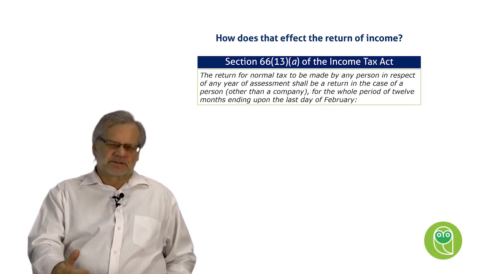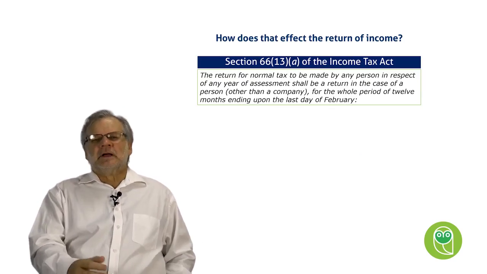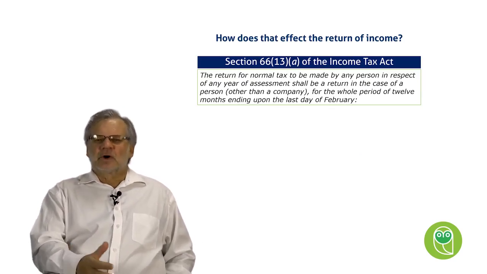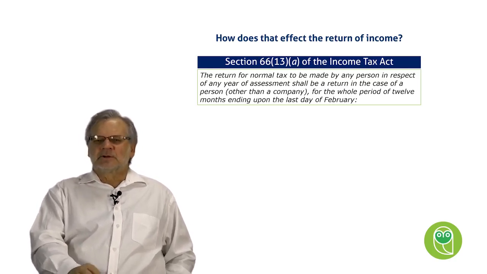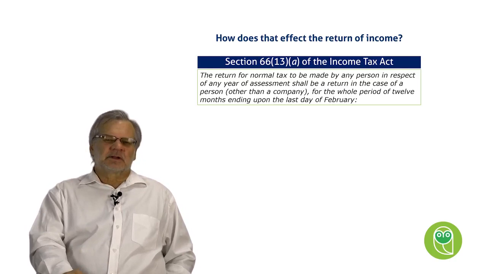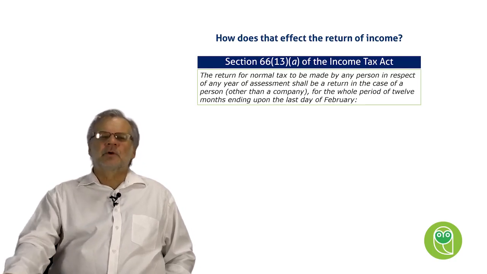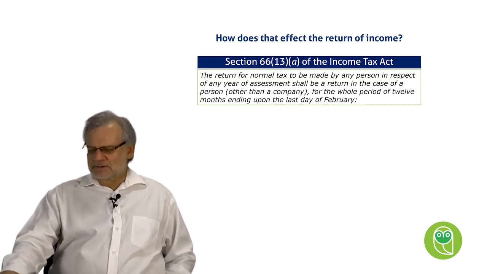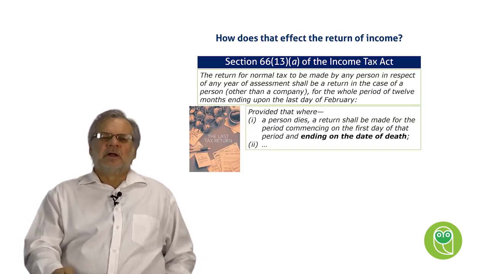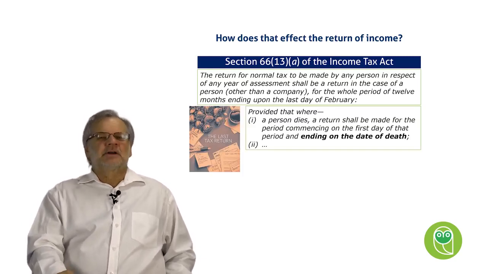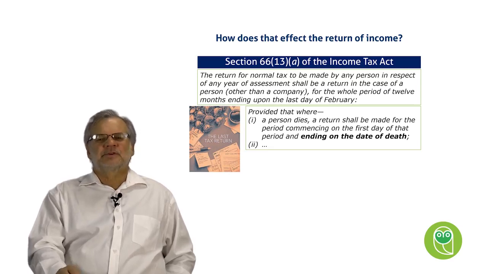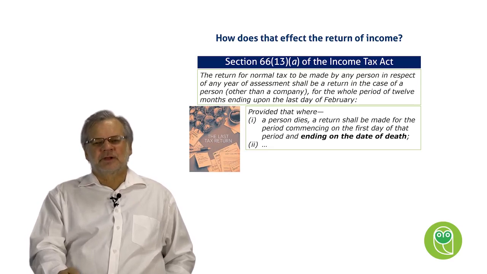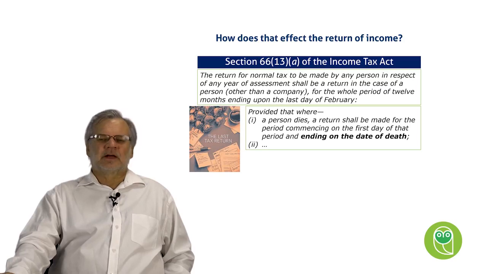If we look at the Income Tax Act, we're dealing with income taxes first. The return for normal tax, so that's your ITR 12, to be made by any person in respect of a year of assessment, shall be a return in the case of a person other than a company for the whole period of 12 months ending upon the last day of February. So companies can have year ends other than that. But then in a proviso to section 66(13A), it says, provided where a person dies, a return shall be made for the period commencing on the first day of the period and ending on the date of death.